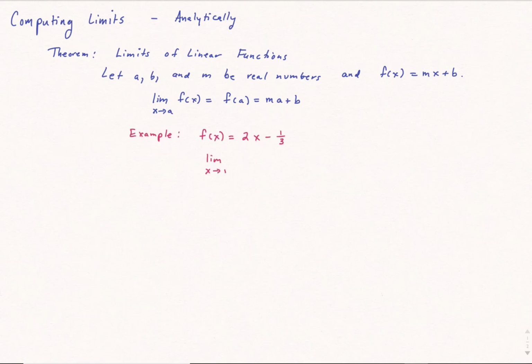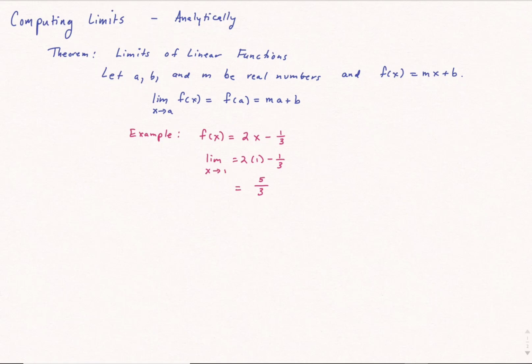For instance, if I had the example f of x is equal to 2x minus 1/3, that is in fact a linear function, x is raised to just the first power, then the limit of x approaching 1 would simply be 2 times 1 minus 1/3, or the limit is equal to 5/3. You would be expected to simplify the expression 2 minus 1/3 into a single fraction.